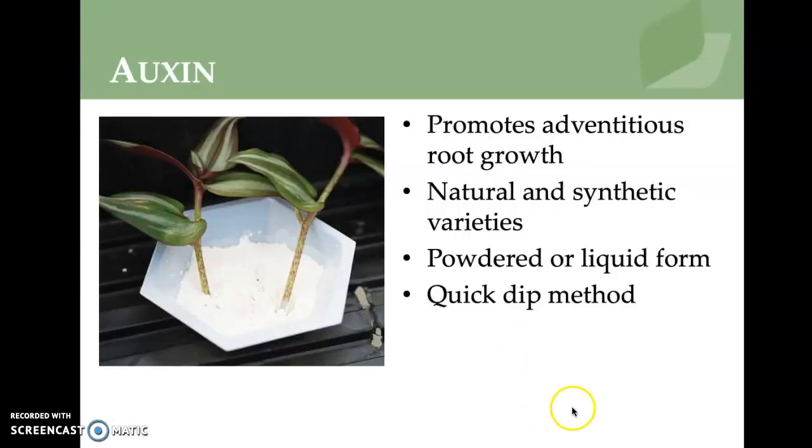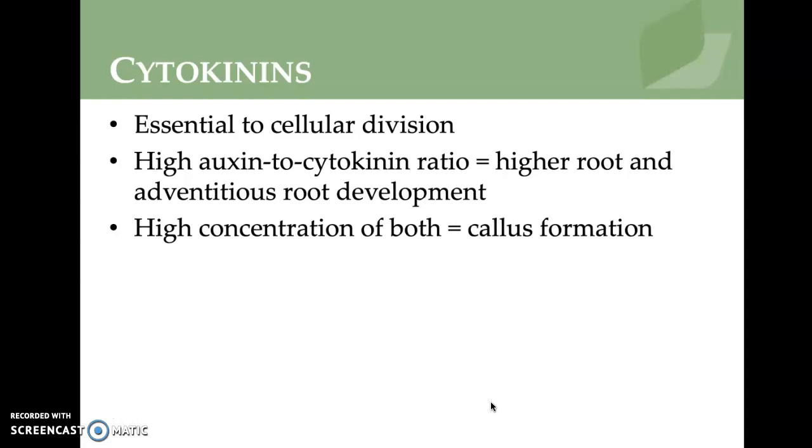So if they have auxins, this plant is actually called a wandering Jew, pretty easy to propagate. Auxins promote adventitious root growth. Natural and synthetic varieties are available. You can do powdered or liquid form, and there's a quick dip method. So basically they took a cutting off this wandering Jew plant, they're going to dip it in the auxin, and they're going to put it in soil to get it to root.